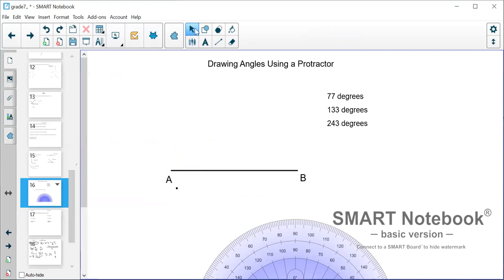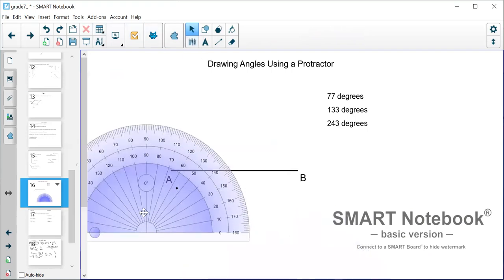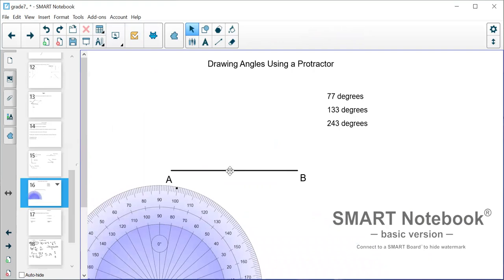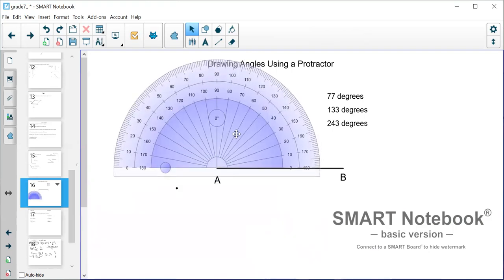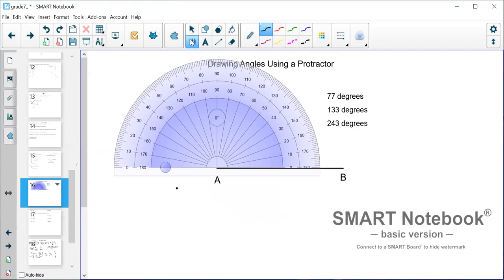Now 133 degrees, I'll show you how to get that. And that is an obtuse angle. I do hope you realize that I am demonstrating an obtuse, an acute, and a reflex. So for this obtuse angle, you set the protractor again where it's supposed to be. All right, and remember, once we draw in from A, we're going in this direction.